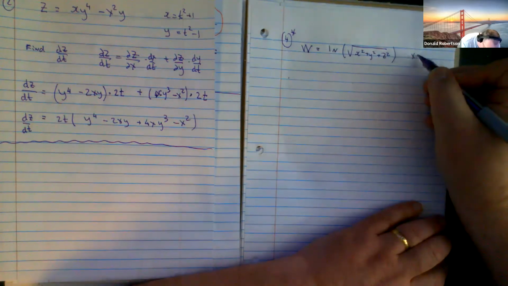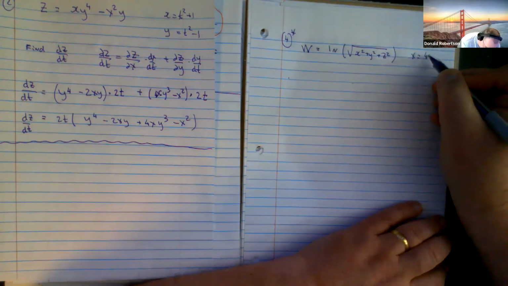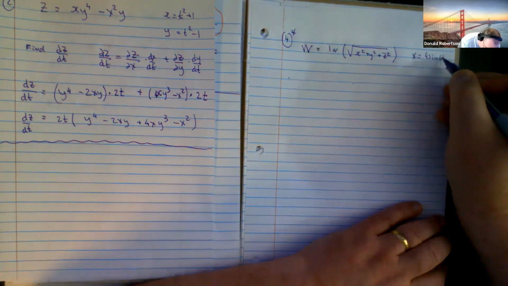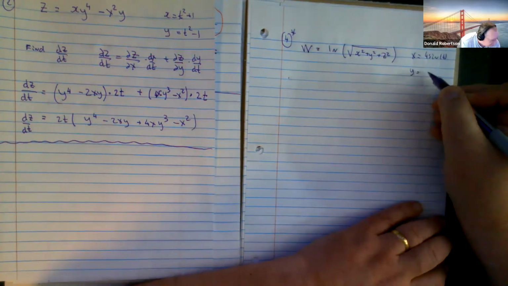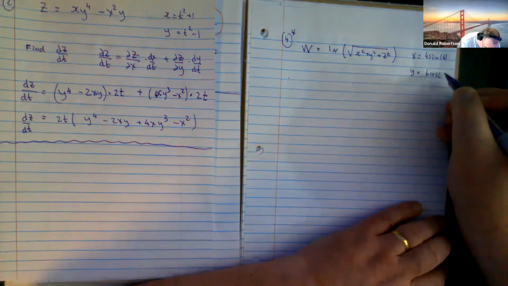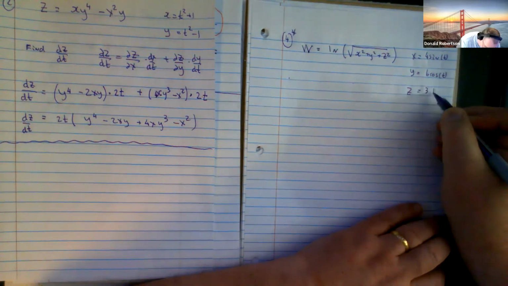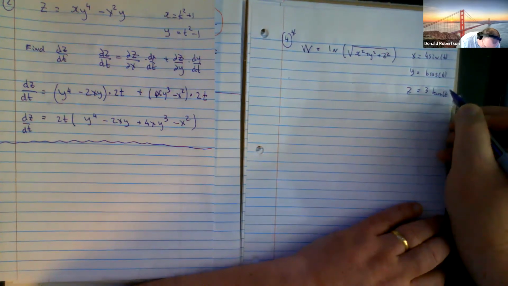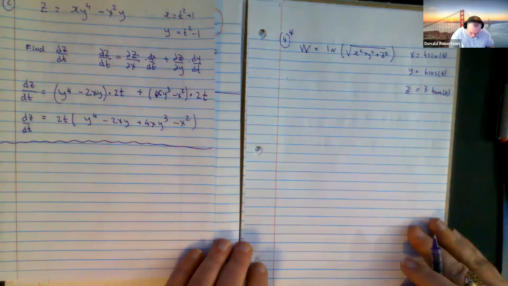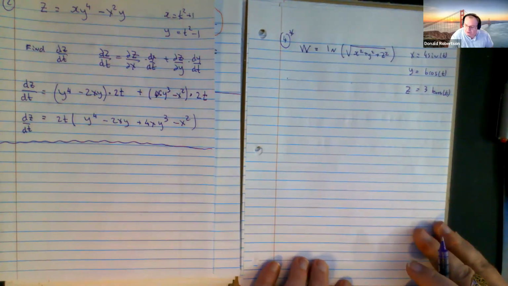And in this world, x is 4 sine t, y is 6 cosine t, and z is going to be 3 tan t. So far, so good?